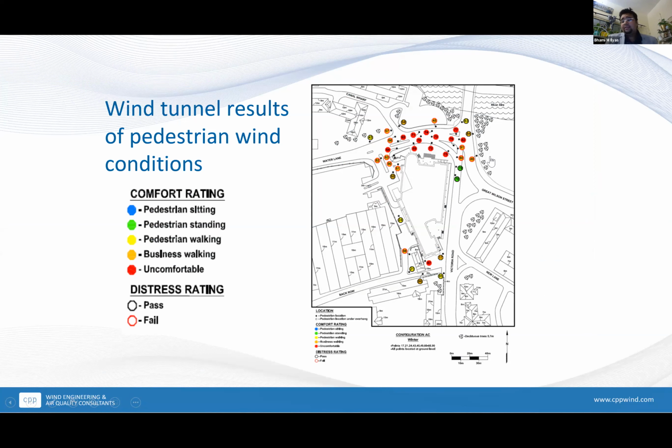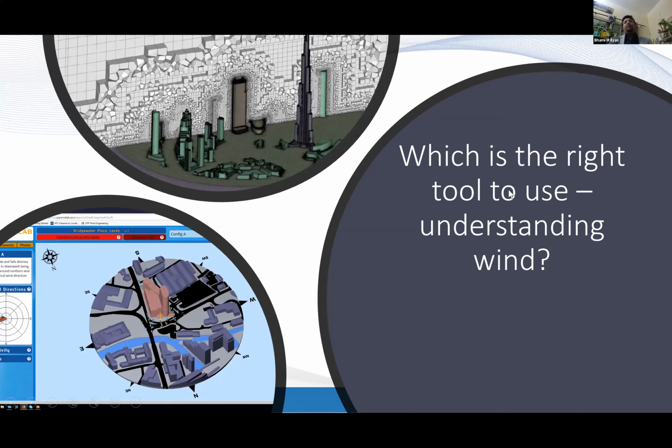Particularly at the top levels of the building, in some penthouses or restaurants at the top of the building, there are such cases, and even at the bottom of buildings. So we identify this, and then we work with the design team to mitigate it and find the best solution. Now, which is the right tool to use? I would say this depends on what you're looking for.